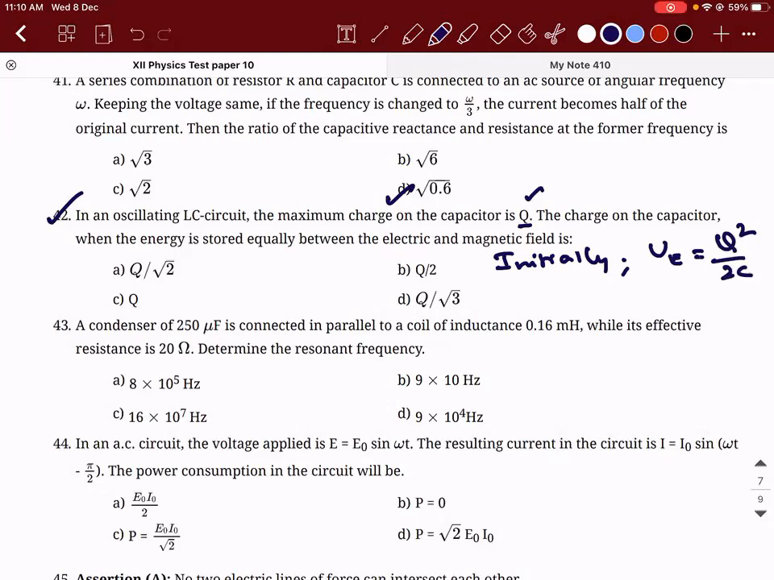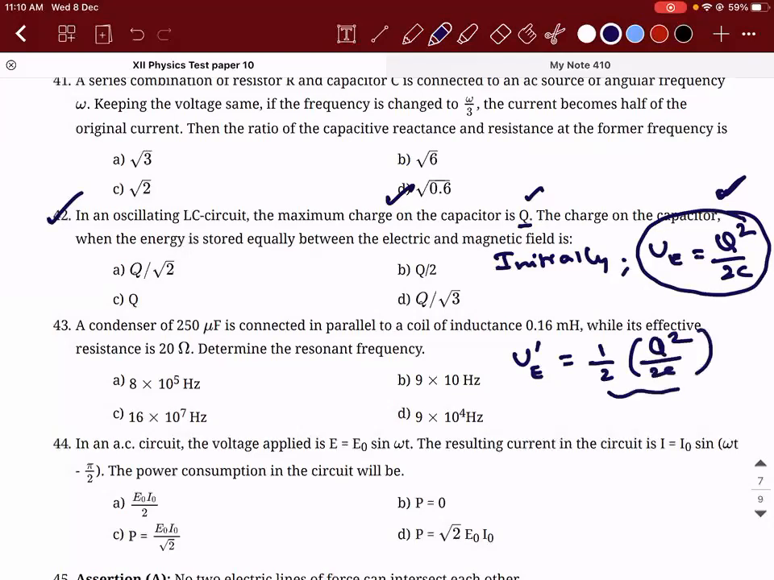Correct? So when energy is equal, this is going to be the total energy. Try to understand, this is the total energy from which you can start supplying it across the magnetic and the electric field. Right? So when they both are equal, if I call UE dash, how much will UE dash be? This should lose half of its initial value. UE dash should be half of Q square divided by 2C, and the remaining will appear in the form of magnetic field. Correct?